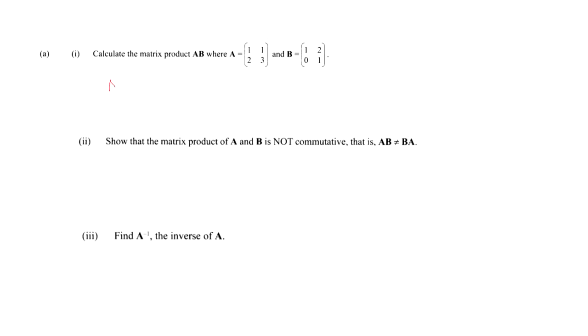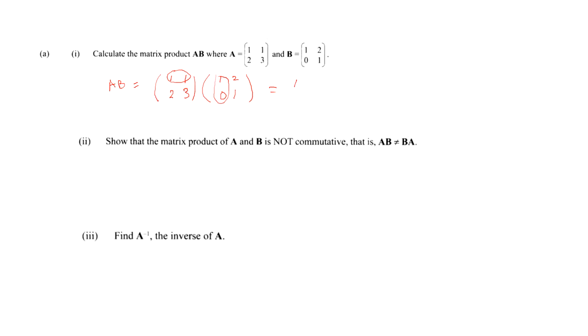Okay, so AB is equal to, we're going to put 1, 1, 2, 3, and then we're going to have 1, 2, 0, 1. Now remember, when we multiply matrices, we take our first row and multiply it by the first column. That will give us 1 multiplied by 1 gives 1, and 1 by 0 gives 0. So therefore it will be 1 plus 0, which is 1.